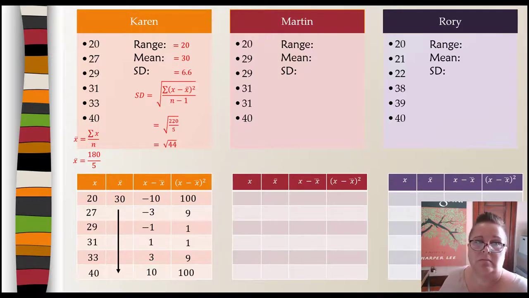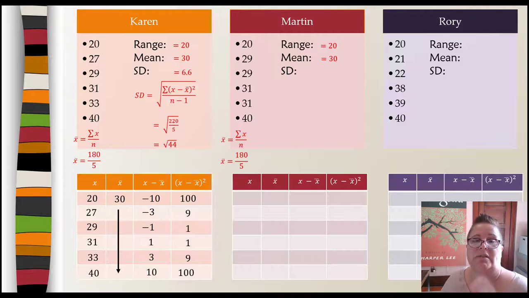And so now with Karen done, we're going to take a look at Martin's. So same process. The range for Martin is 20 from 40, which is 20. The mean would be the total of all of the data points, the 20 plus the 29 plus 29 plus 31 plus 31 plus 40. And I want to divide that by the number of data points. That's 6. So I have 180 divided by 6, which is 30. This is a mean of 30.